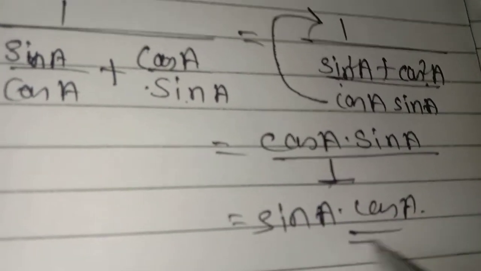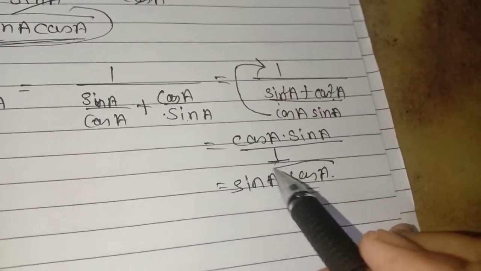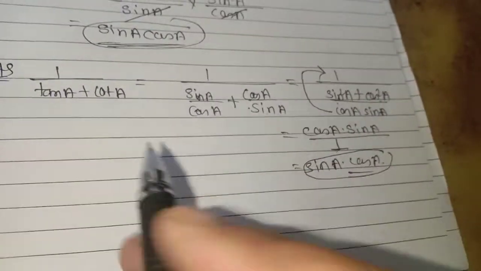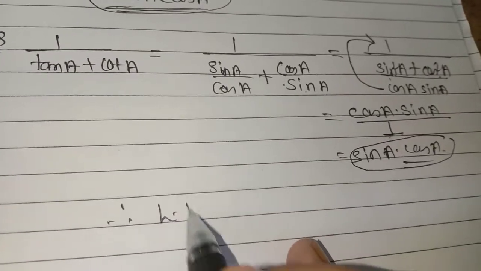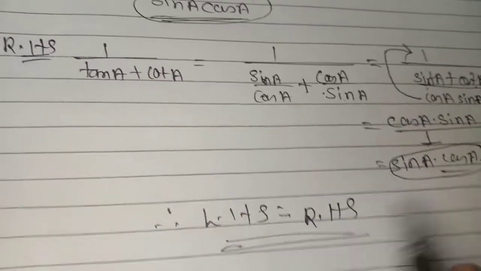So what we got now? The left hand side is also sin A cos A and the right hand side is also equal to sin A cos A. So write, therefore left hand side is equal to right hand side. So by this way we can prove the question. You can see it very clearly.